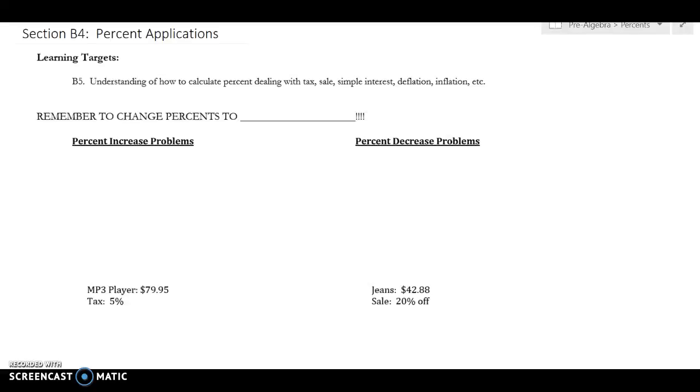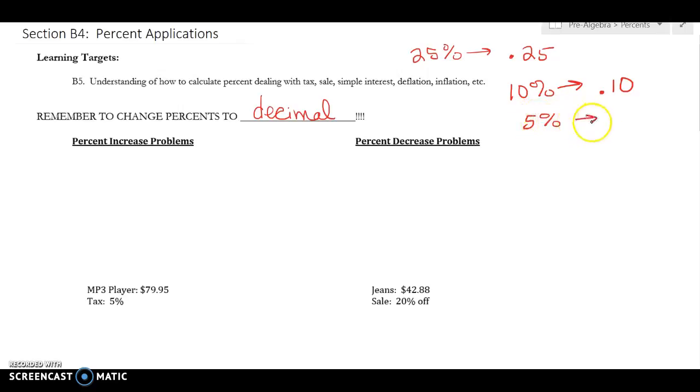All right, what we're going to be working with today is percent applications. There's a lot of different types of percent applications, but there is one thing that we have to do, and the first thing is we always have to change the percent to a decimal. So remember, if I have 25%, that becomes 25 cents. If I have 10%, that becomes 10 cents. If I have 5%, that becomes 5 cents. And then also, if I have 242%, that would become $2.42. So you have to be able to go from percent to decimal, and that's the big thing.